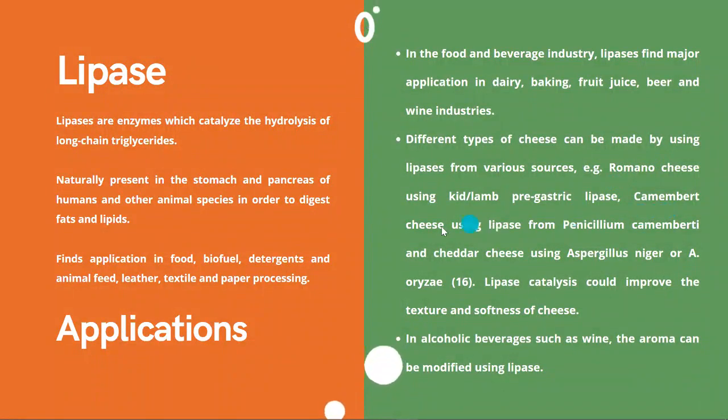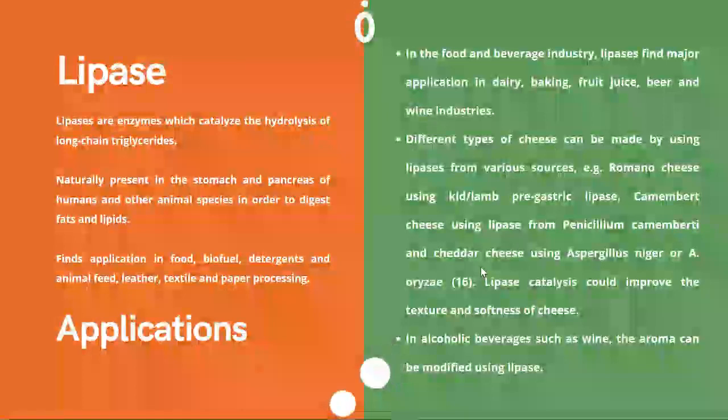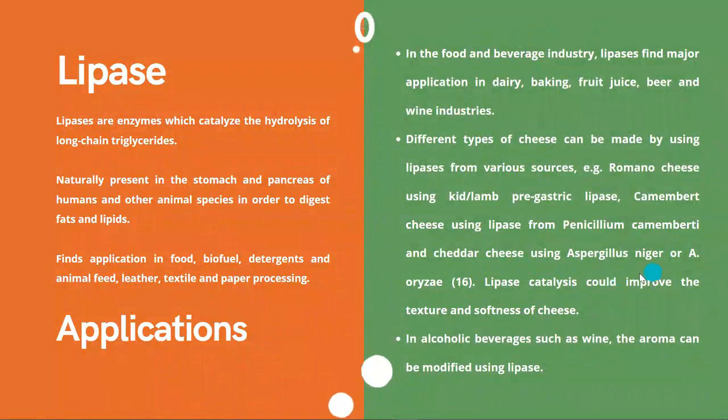Now coming to Camembert cheese, it uses lipase from Penicillium camemberti. So for another variety of cheese, Camembert cheese, the lipase is obtained from Penicillium camemberti. And if you see cheddar cheese, it is very, very common. You go to the supermarket, the dairy section, cheddar cheese is everywhere in India now. Cheddar cheese uses Aspergillus niger or A. oryzae. By the way, guys, these are names of fungi. Aspergillus niger is a fungus. A. oryzae is a fungus. So these lipases are obtained from fungi, right?